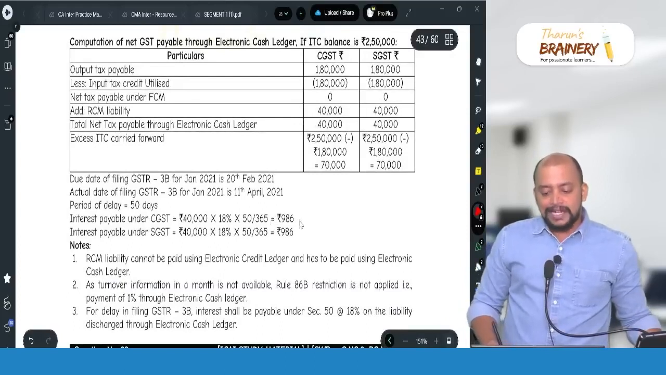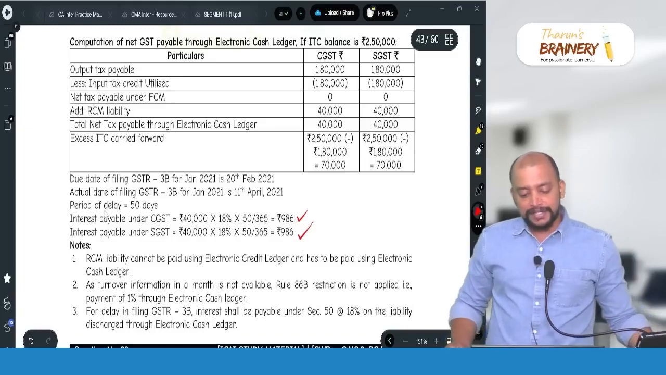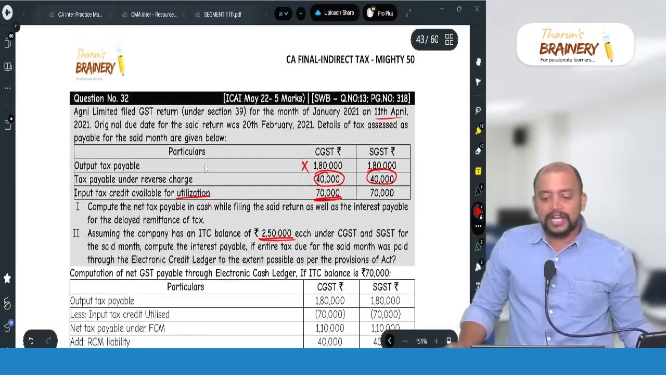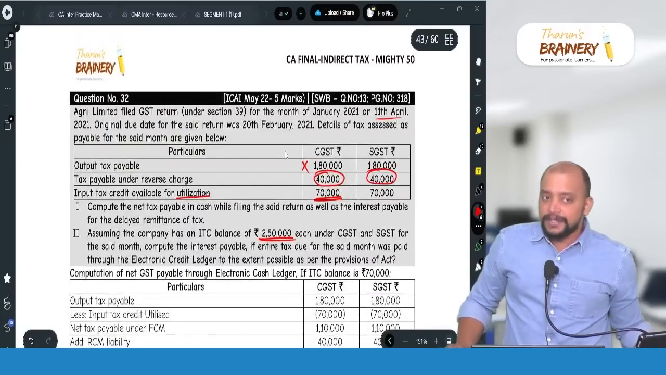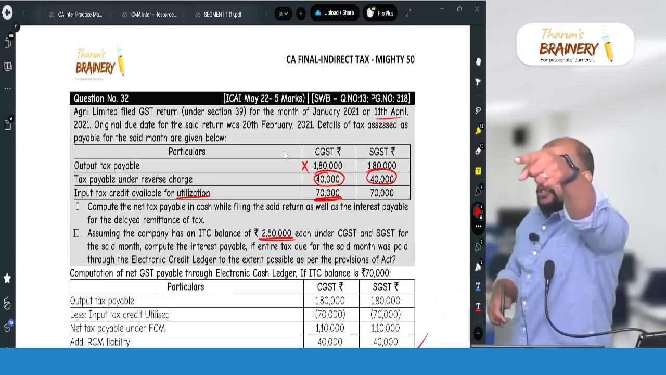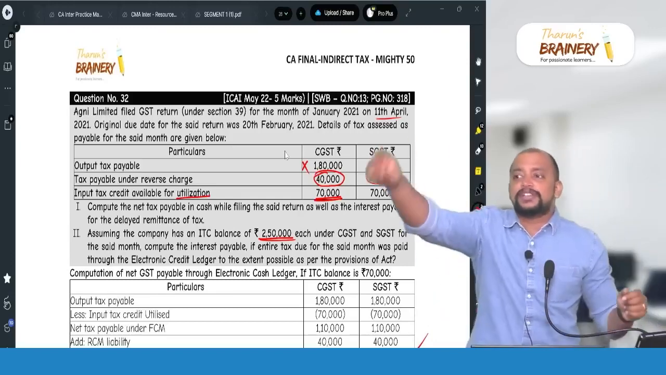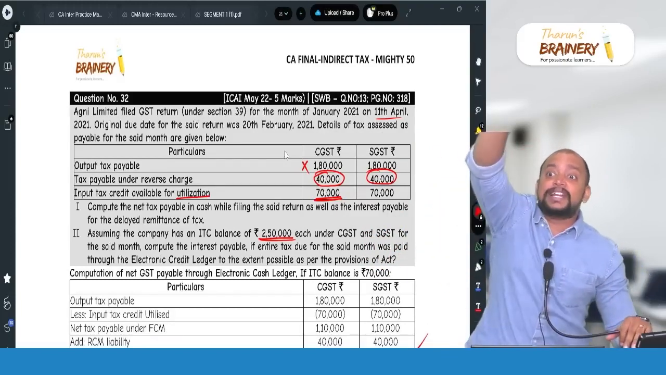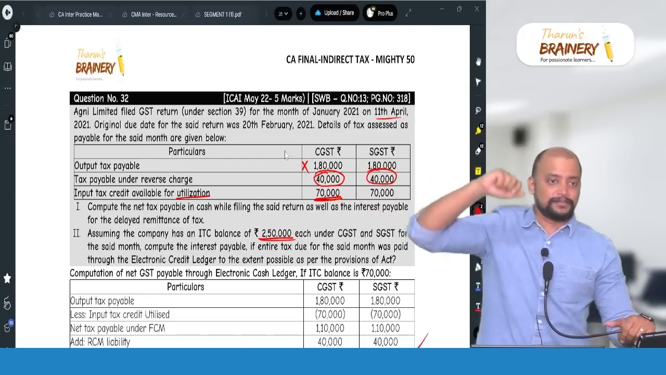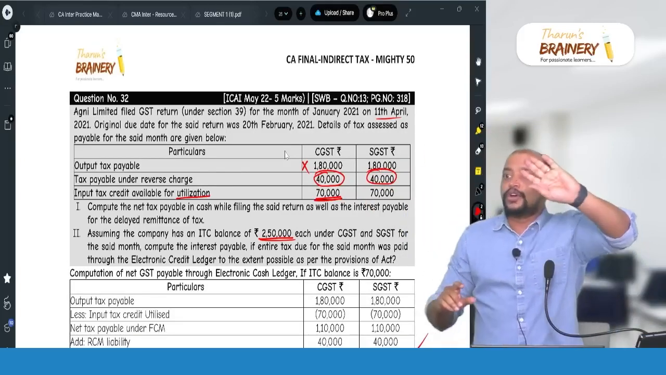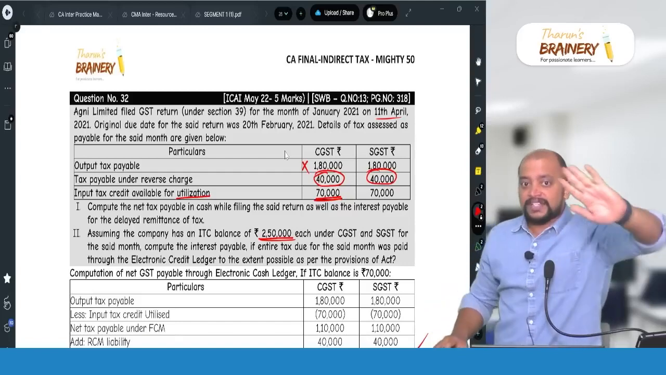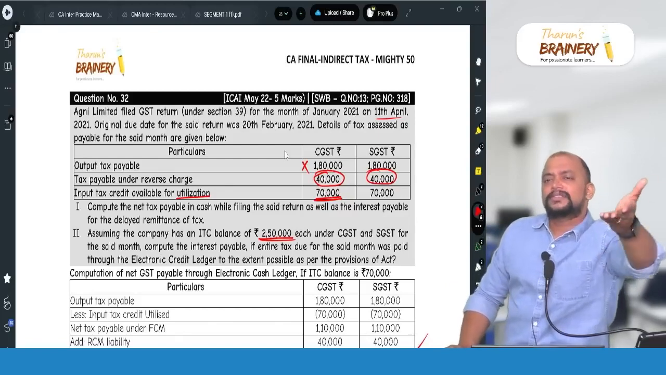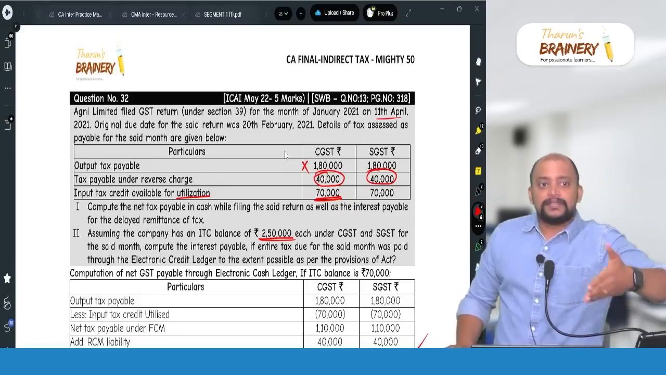For 50 days, 986 rupees. So that is with respect to this. Then as turnover for the month is not given, we are not applying 86B. But if 86B is also applicable, for example in this question, then always 1% of the gross liability under FCM we have to pay using the cash ledger. So first case, leave it, same, no change, because already we are paying through the cash ledger, and that is more than 1%.